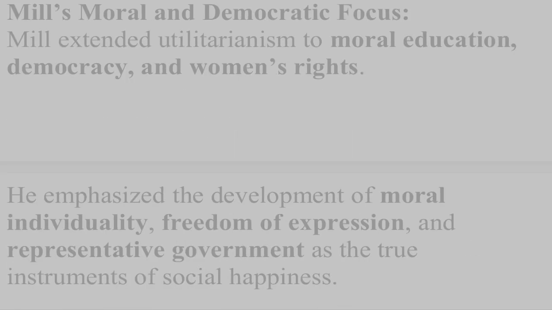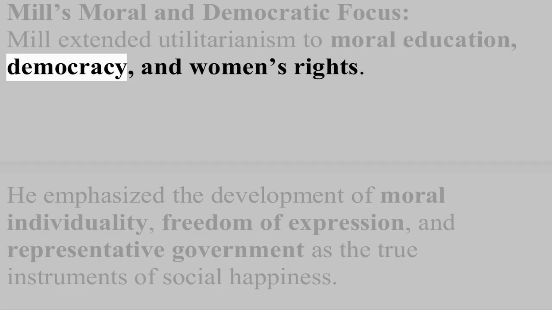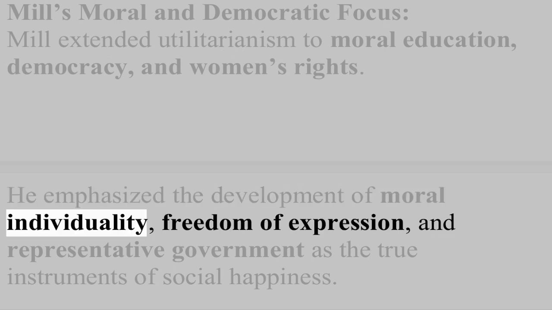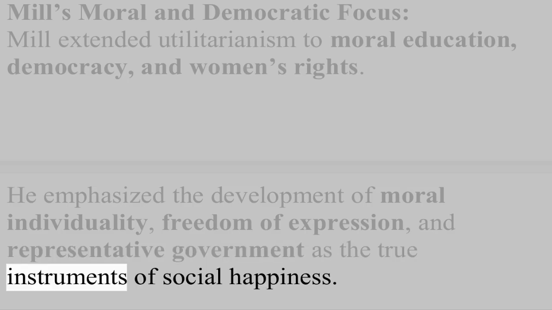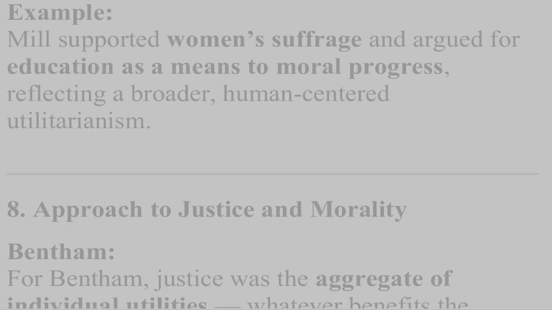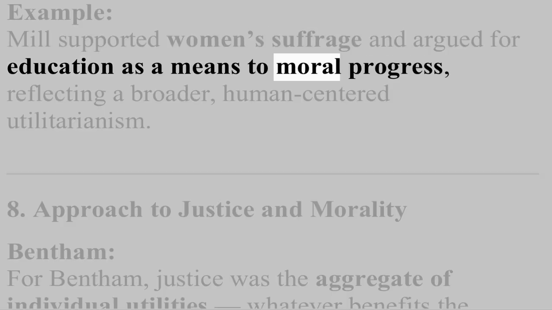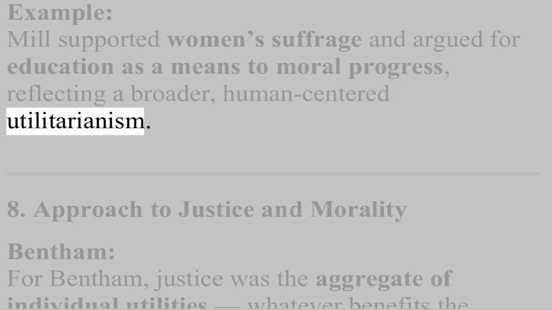Mill's moral and democratic focus. Mill extended utilitarianism to moral education, democracy, and women's rights. He emphasized the development of moral individuality, freedom of expression, and representative government as the true instruments of social happiness. Example: Mill supported women's suffrage and argued for education as a means to moral progress, reflecting a broader, human-centered utilitarianism.